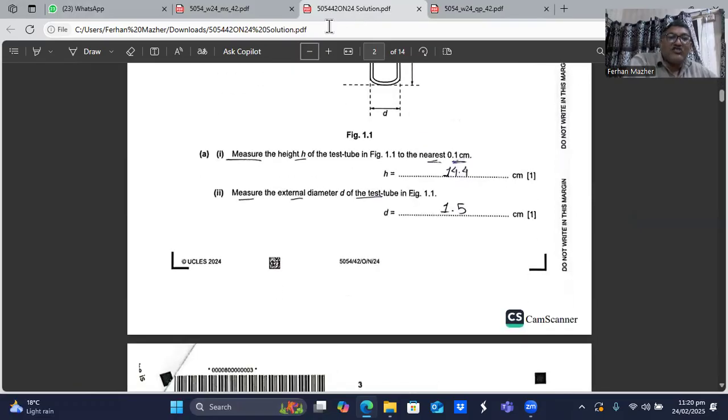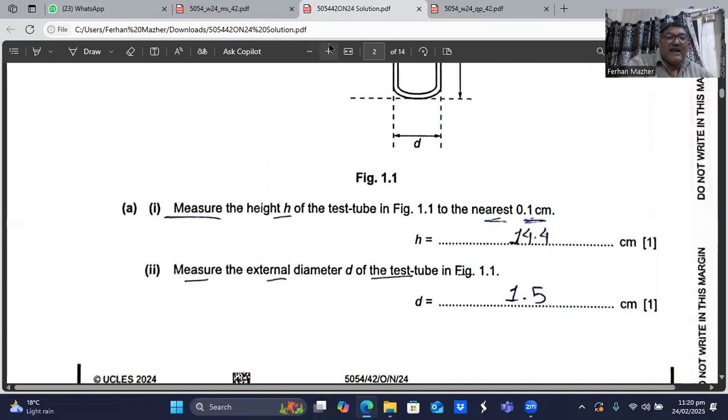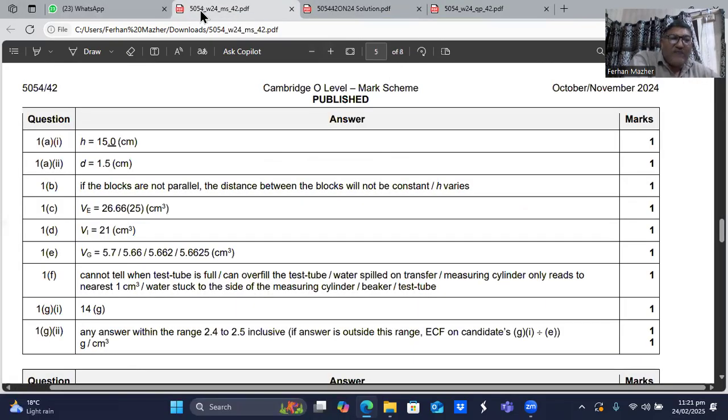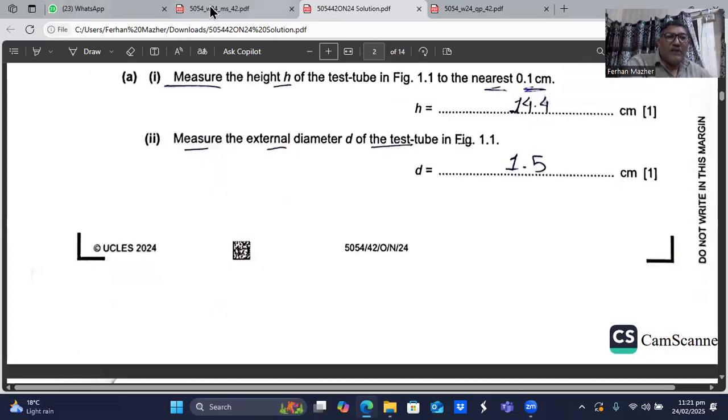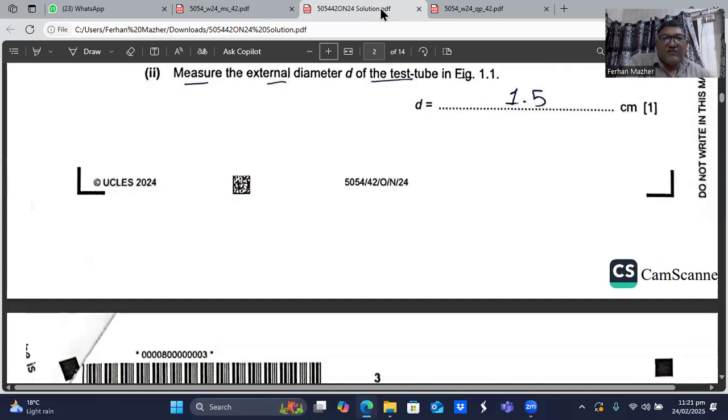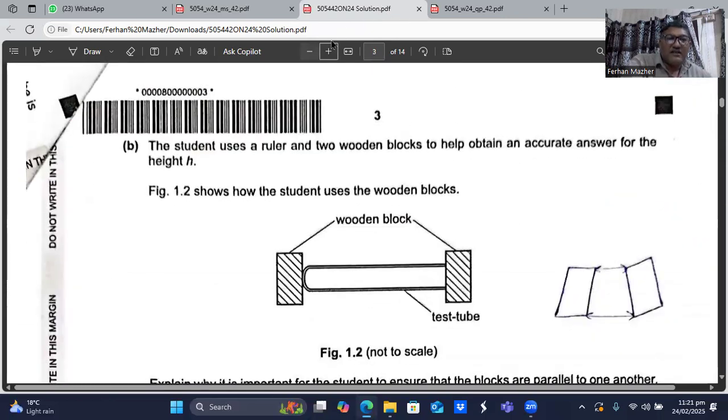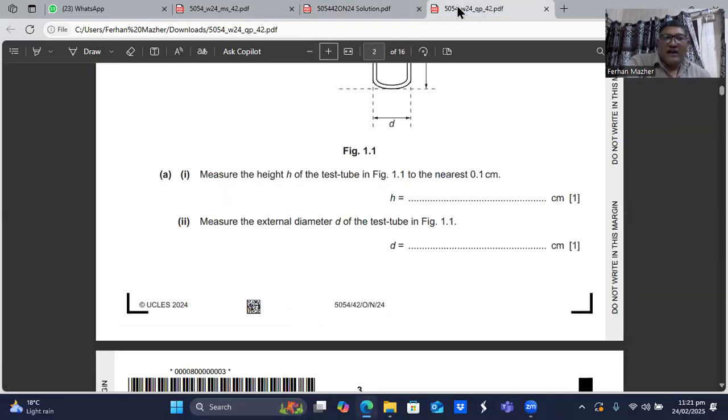We have done this measurement, and because whenever we photocopy a paper the figures shrink a little bit, our answers will be a little less than the actual answers. When I measured h, it was 14.4, and when we measured d, it was 1.5. So our answer is 14.4 and the mark scheme says 15. The d is 1.5, so there's no problem. Just don't worry about this. Now the next part.